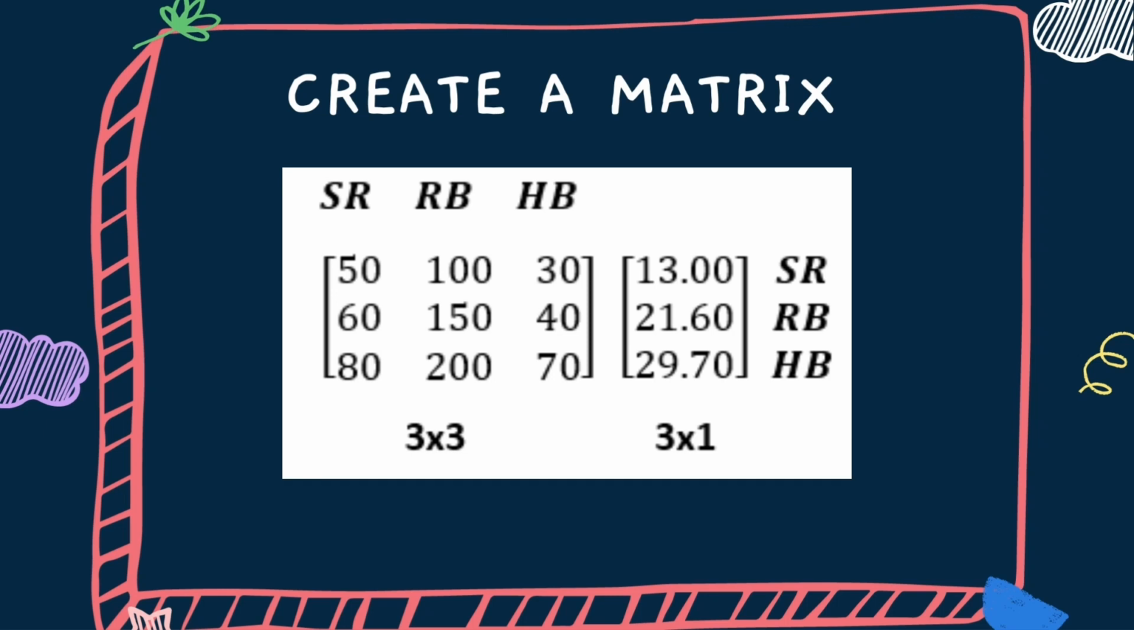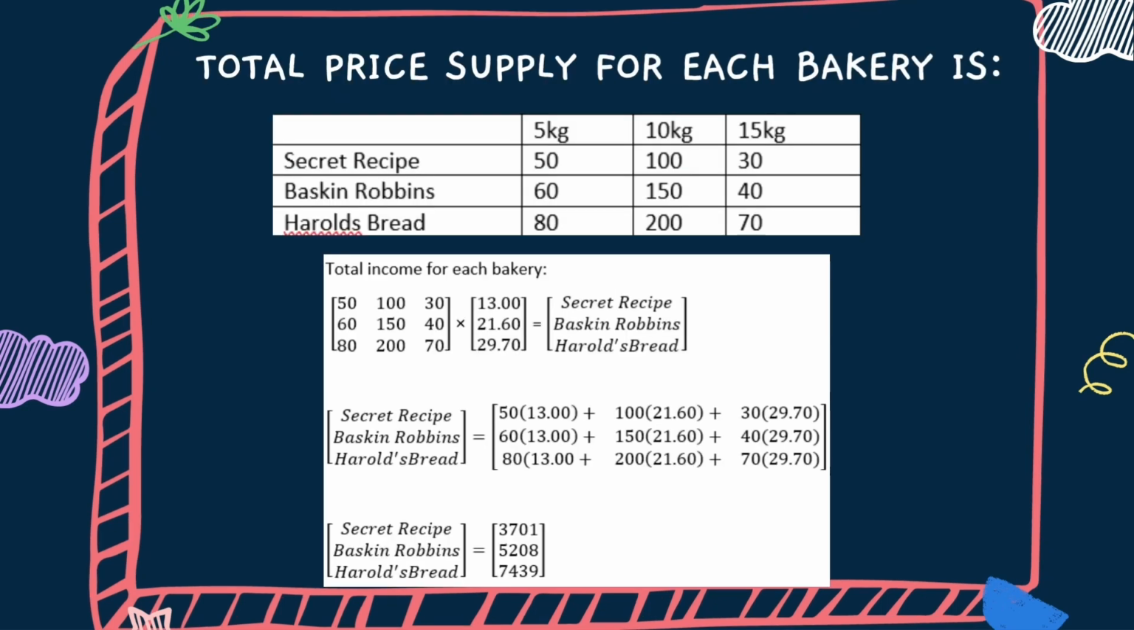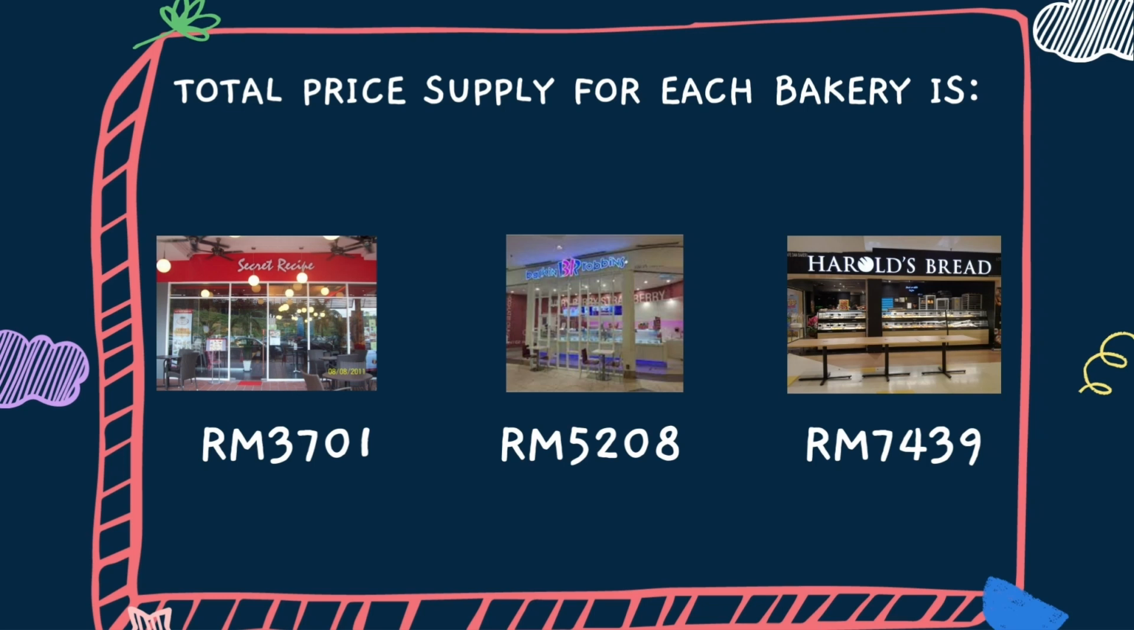So, first of all, we just simply change the information from the table into matrix form. Next, what is the total price supplied for each bakery? The answer for Secret Recipe is 3,701 ringgit, while Baskin-Robbins is 5,208 ringgit and Harrods is 7,439 ringgit.